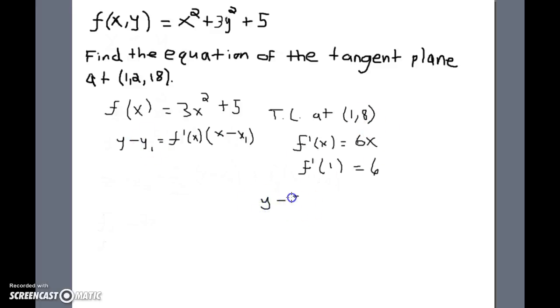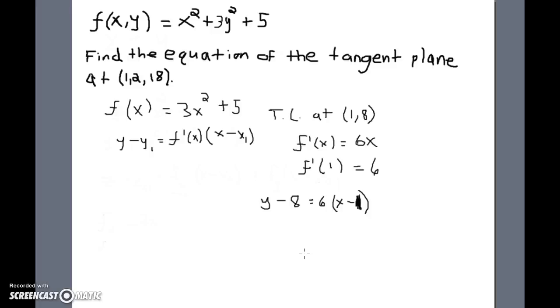It became y minus 8 equals 6 times the quantity x minus 1. x minus 1, not 11. Of course, you can rearrange it if you want, but I'm just going to stop there because, again, I want you to see how we did these problems in Calculus 1 and 2.